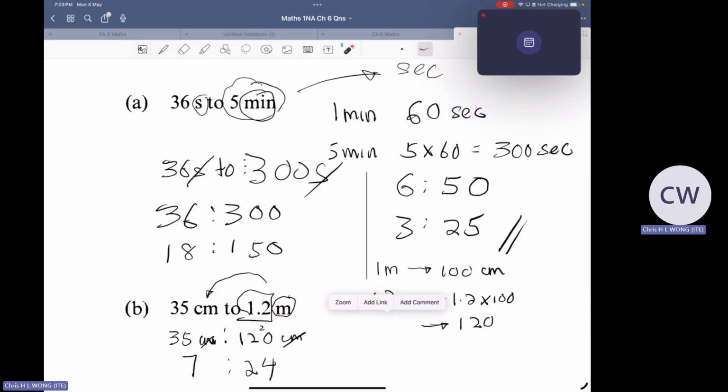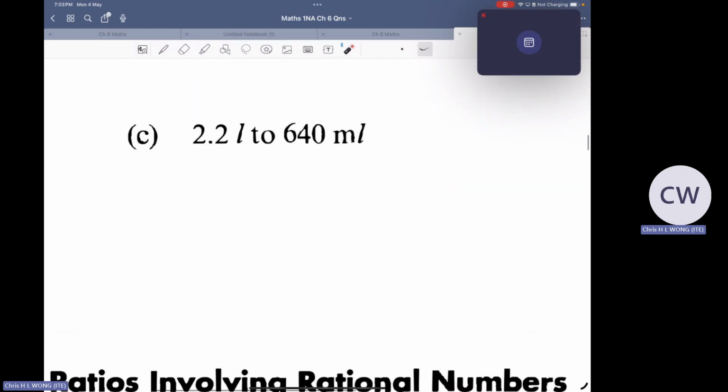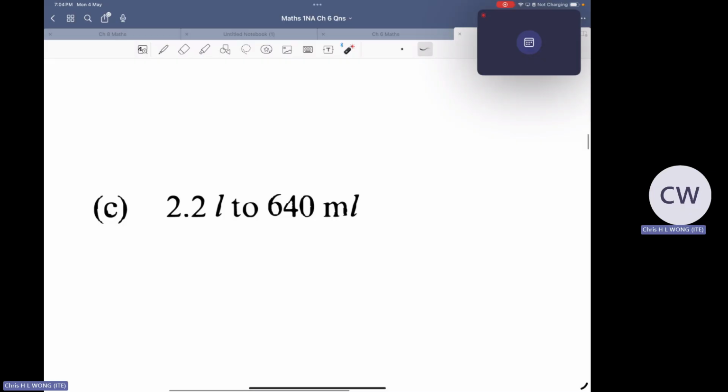Okay, this one is easy. I'll give you something more difficult. One more? You do it yourself, okay? You have liter, milliliter. Now, do you change milliliter to milliliter or milliliter to liter? If you change small to big, this one becomes smaller. But if you change big to small, this one will become very big.